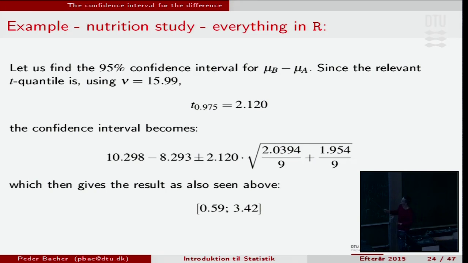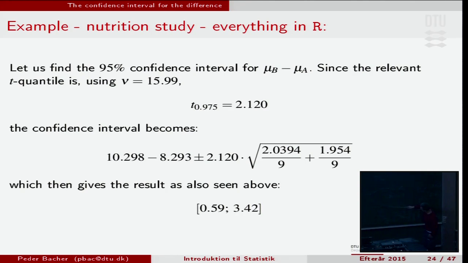So for the example with the nutrition, we would calculate the difference here. First we would get the 97.5 quantile in the t-distribution. We would take the t-distribution with these degrees of freedom and say where is the value on the x-axis, which value?